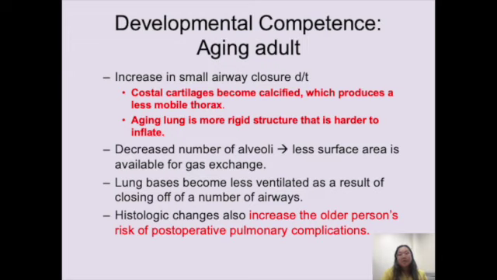When we get older, the number of alveoli start to decrease. And we need alveoli because alveoli provide that surface area for us to exchange gas appropriately, so the CO2 and the oxygenation. And now when we get old, we don't have as much surface area to do that effectively. Our lung bases also become less ventilated as a result of the closing airway. And we might even see some histological changes at the cell level, especially putting our older patients at risk for post-op complications that have to do with their respiratory system.